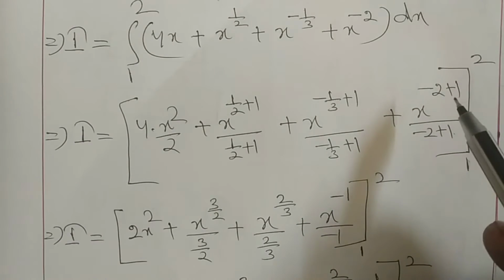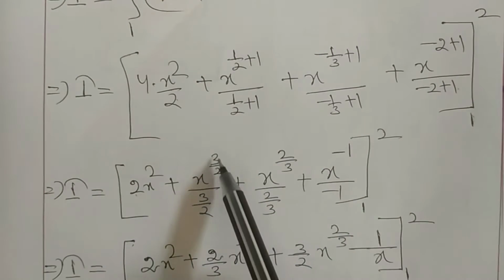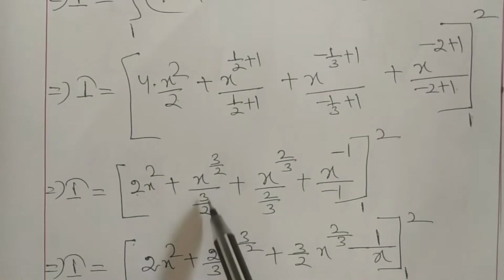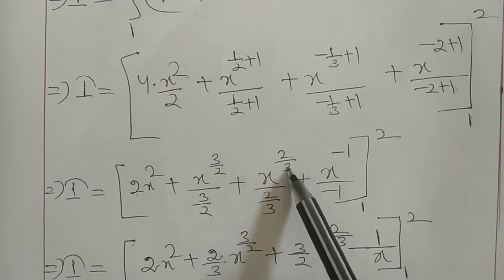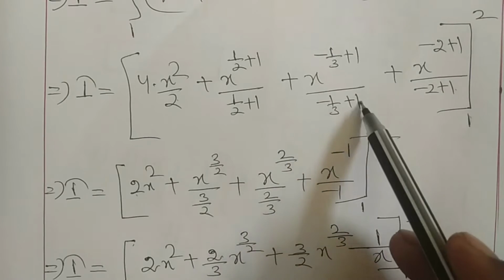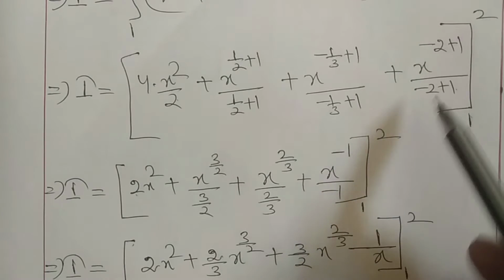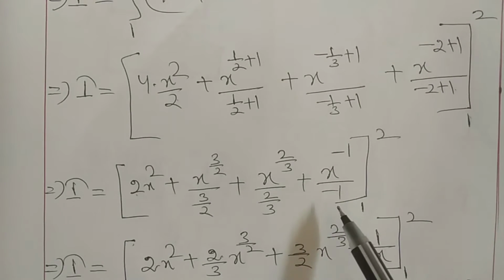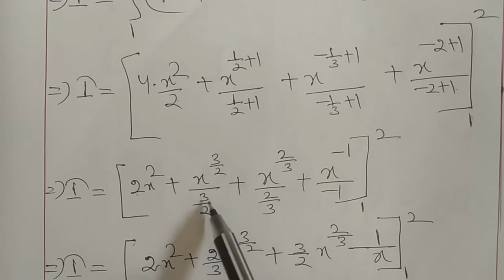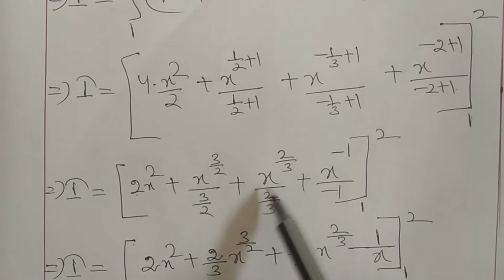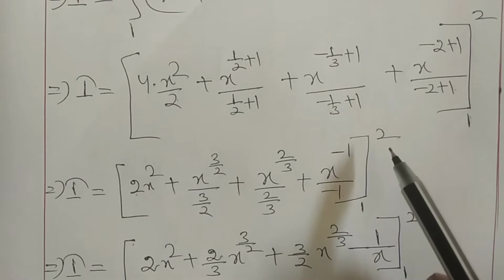Here 4/2 is 2, and 1/2 + 1 is 3/2, again 1/2 + 1 is 3/2. Also -1/3 + 1 is 2/3, and again -1/3 + 1 is 2/3. And -2 + 1 is -1, again -2 + 1 is -1. So I equals 2x² plus x^(3/2)/(3/2) plus x^(2/3)/(2/3) plus x^(-1)/(-1), range from 1 to 2.